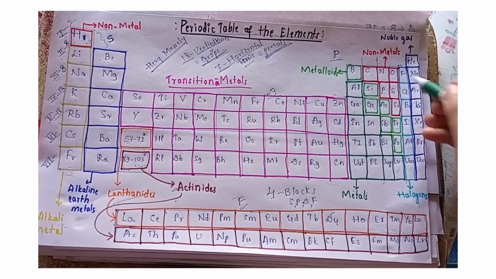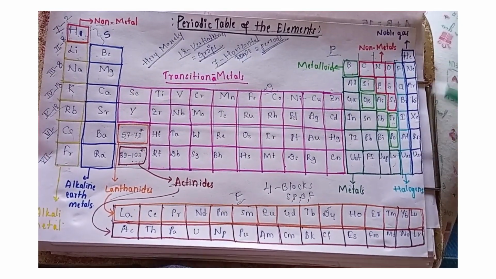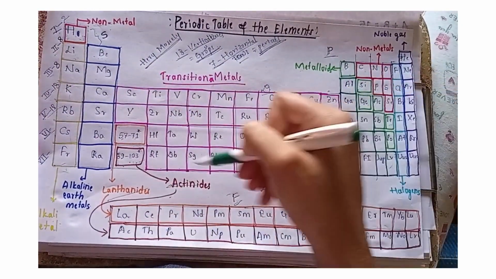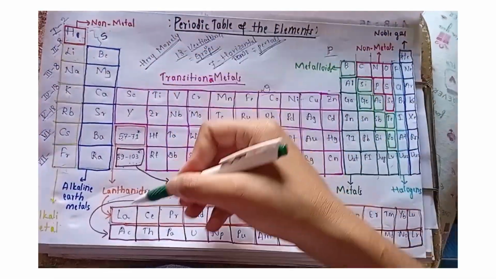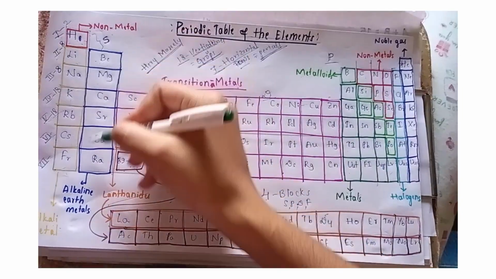These light blue color elements are the halogens. This last column is the noble gases. This pink color, what I mentioned, are the transition metals. The D block elements are called the transition metals. And this row is the lanthanide series, and this is the actinide series. This row is the alkaline earth metals.